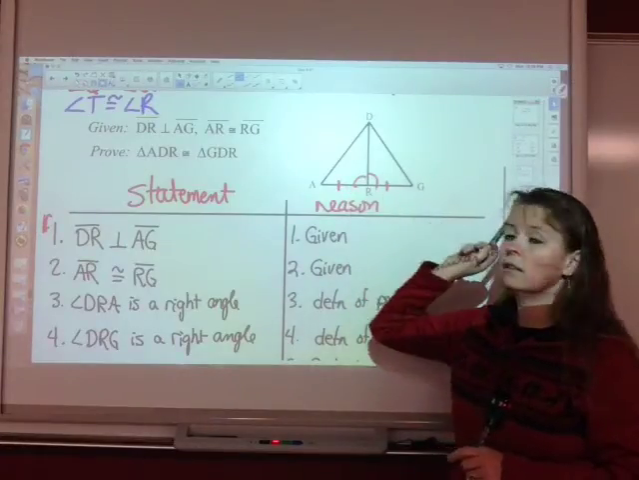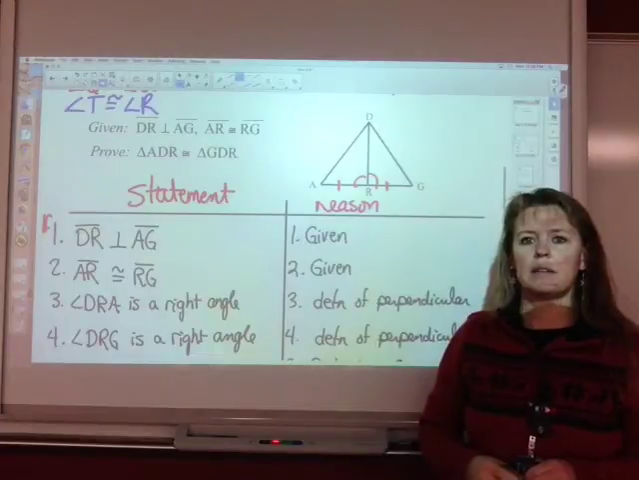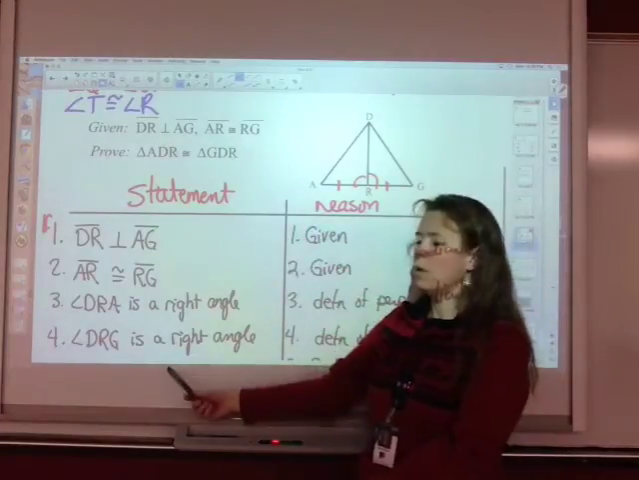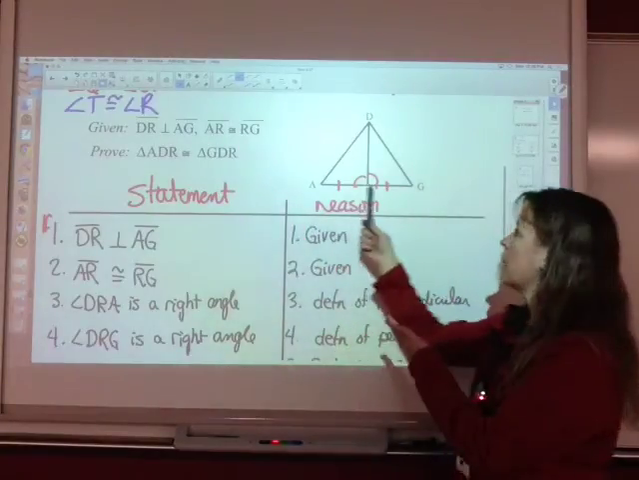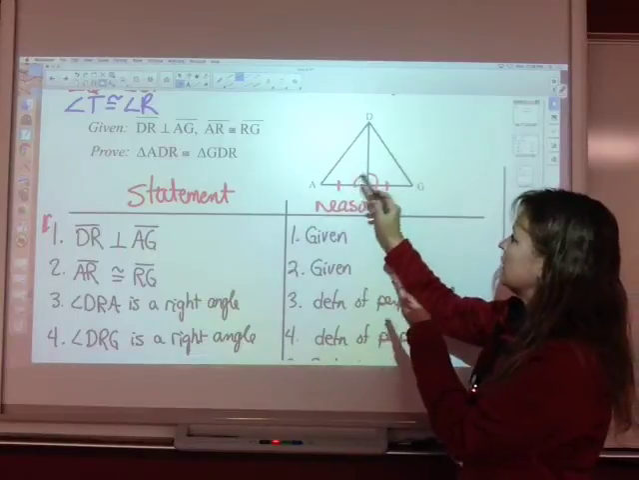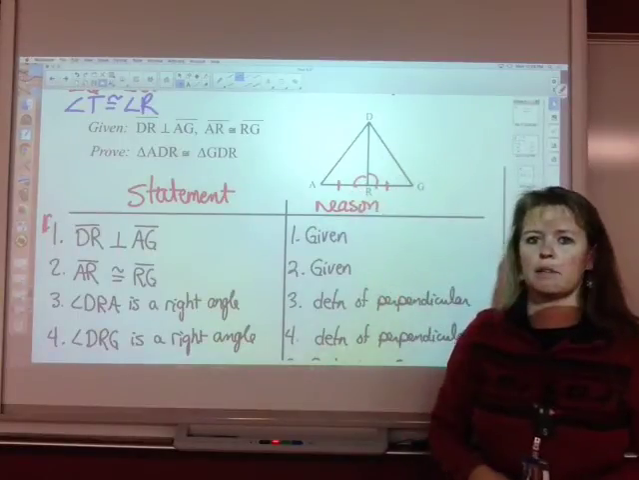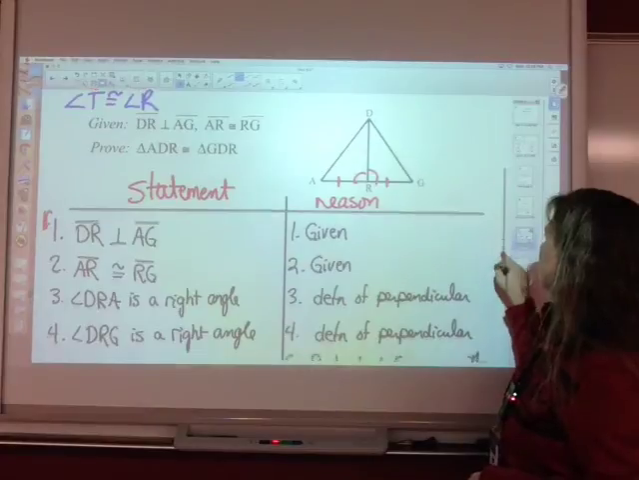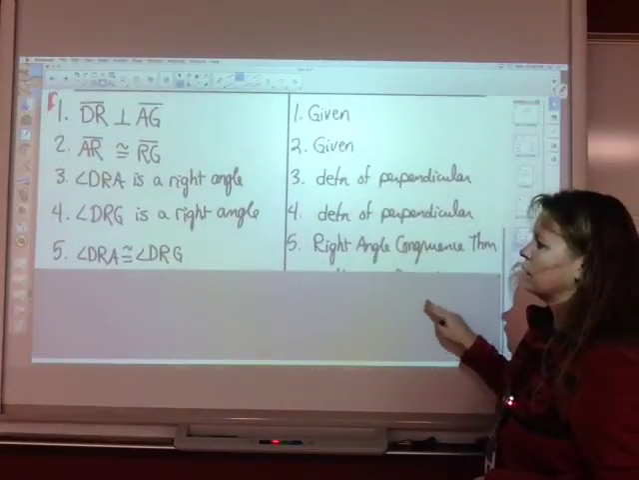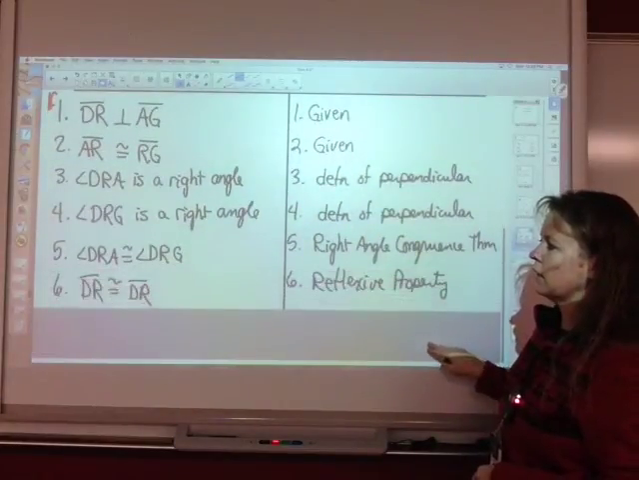Side, angle, side. We need another side. They didn't give us another side. We don't have another side. Go back up and look at your diagram. I need side, angle, side. Where are you going to get it from? Where are you going to get that second side from? If you did this, you got it.